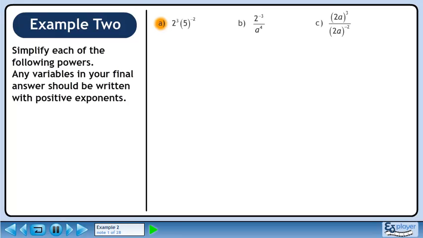Simplify each of the following powers. Any variables in your final answer should be written with positive exponents. Five raised to the power of minus 2 can be written in the denominator with a positive exponent. Evaluate to get 8 over 25.